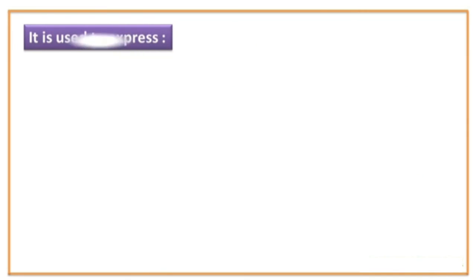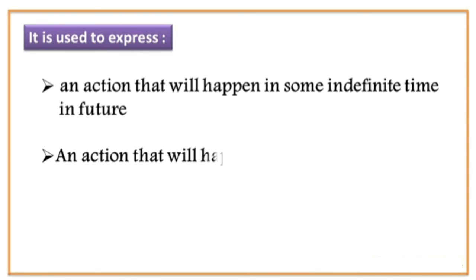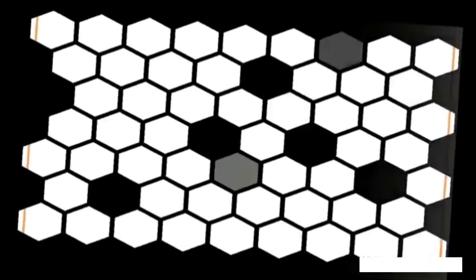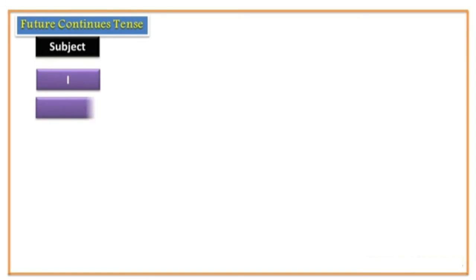Future is used to express an action that will happen in some indefinite time in future, or an action that will happen in some definite time in future. The second one, future continuous. The future continuous tense expresses an action as going on happening at a particular time in future.